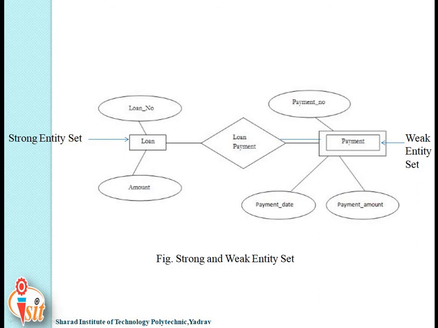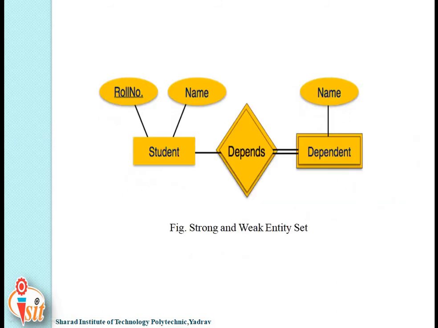If you combine payment number with loan number, then that installment can be identified. So the payment entity becomes a weak entity, and loan becomes the owner entity, that is, the strong entity. That's why here we conclude that loan is a strong entity and payment is a weak entity, as it depends on loan.